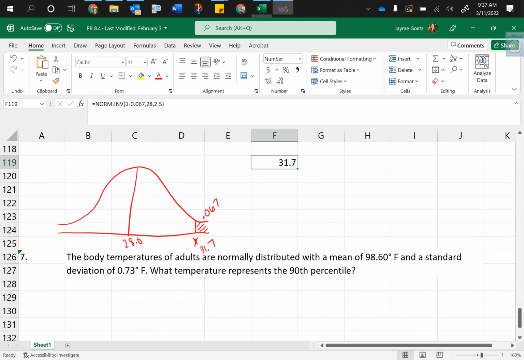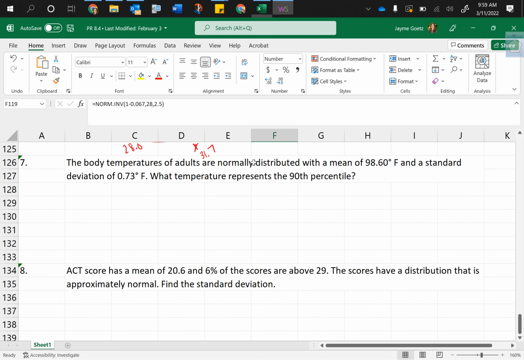You got a negative. Well, let's check it out. Okay, so on number 7, it says the body temperatures of adults are normally distributed. So I've got my normal curve here with a mean of 98.60 and a standard deviation of 0.73. What temperature represents the 90th percentile? So think about this. The 90th percentile means that 10% lies above it and 90% lies below it.